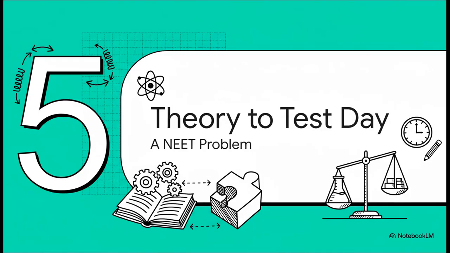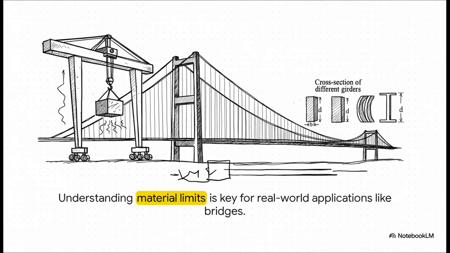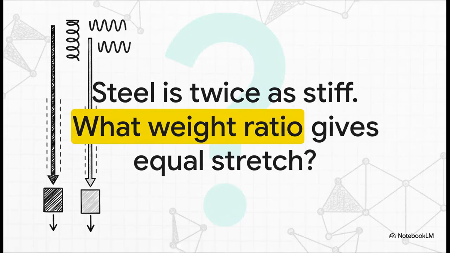Okay, let's bring it all home. Section 5, from theory to test day. Enough with the concepts, let's actually apply this stuff to a real NEET-style problem. This is where the rubber meets the road. And just look at this. This is why this stuff matters. We're talking about the real-world design of bridges, buildings, cranes. All of it relies on understanding these material limits. So while we're about to tackle an exam problem, remember that these are the very same principles engineers use every single day.